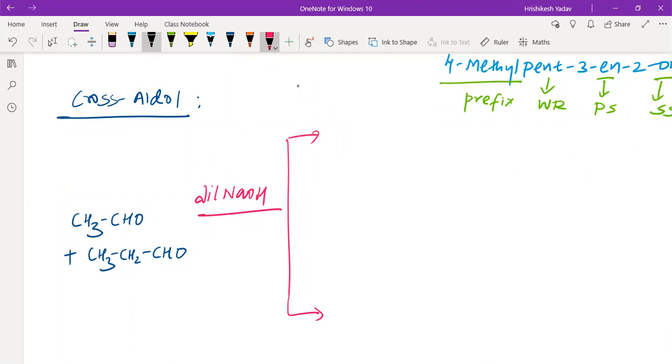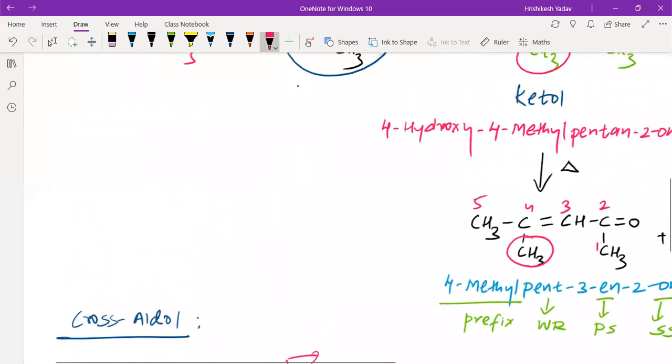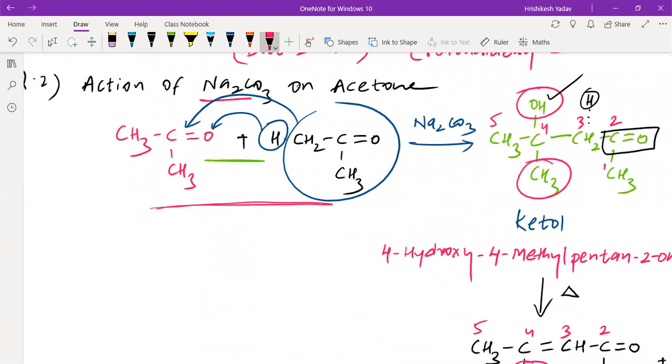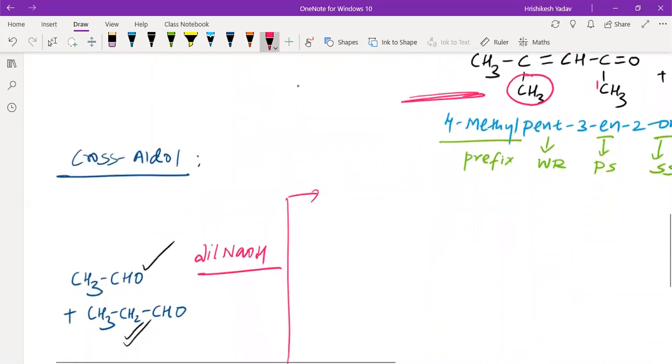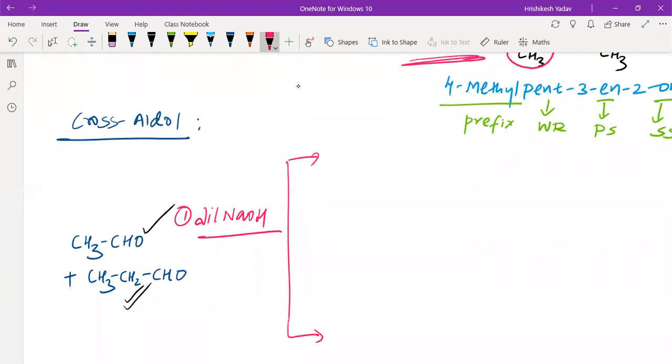Now I'll explain how we'll get that. What you have to keep in mind is oxygen from one molecule and alpha hydrogen from the second molecule. I'm explaining the final product here. When two molecules react, the final is this. For that, I should write step 1 dilute NaOH, and in the second step we heat. So what we are going to get here is an unsaturated aldehyde or ketone. Obviously aldehyde, because we have aldehyde here.